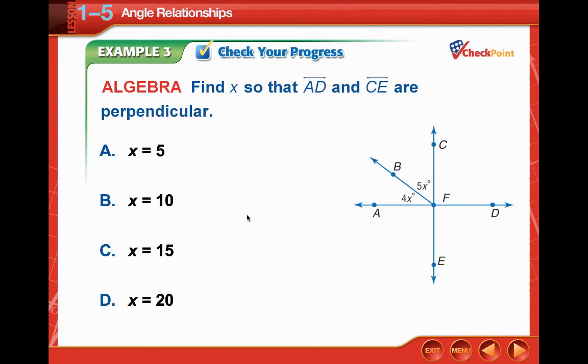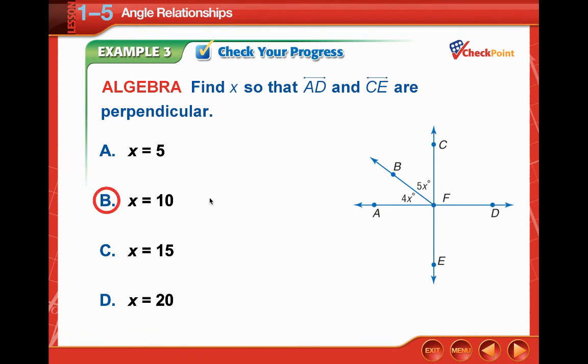All right. Find x so that AD and CE are perpendicular. Why don't you take 5 to 10 seconds and see if you can solve this one on your own. Okay, hopefully you're able to solve it. I believe the answer is B on this one.